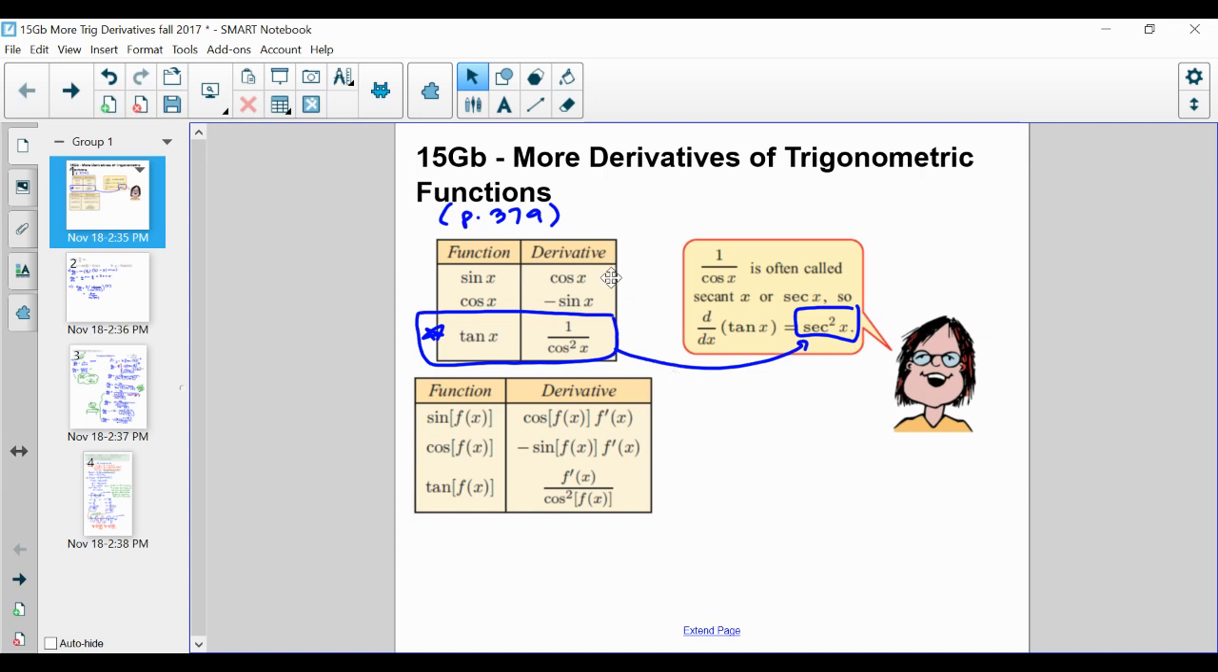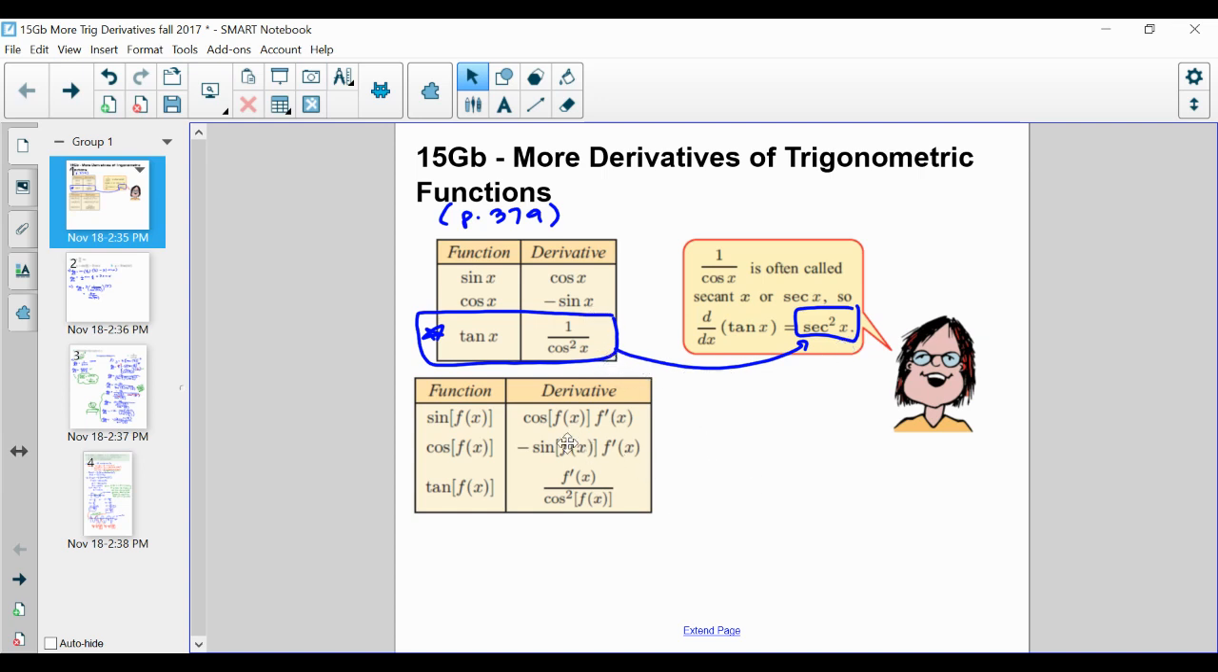Just as a quick summary, remember that the derivative of sine x is cosine x, the derivative of cosine x is negative sine x, and as we saw in some examples, you can derive this, but the derivative of tan x is 1 over cos squared x, which could also be called secant squared x, because this is a reciprocal function.